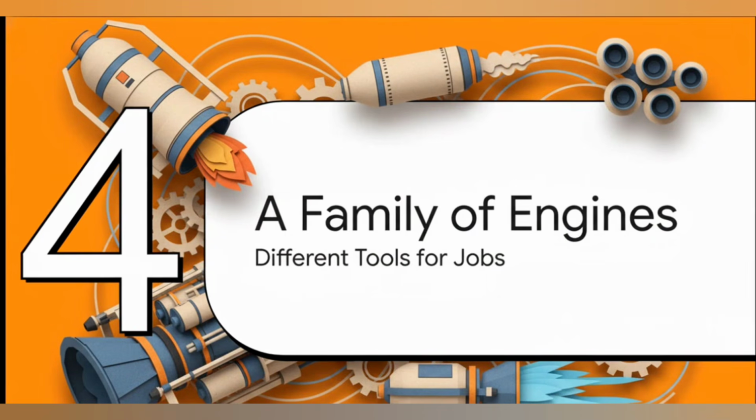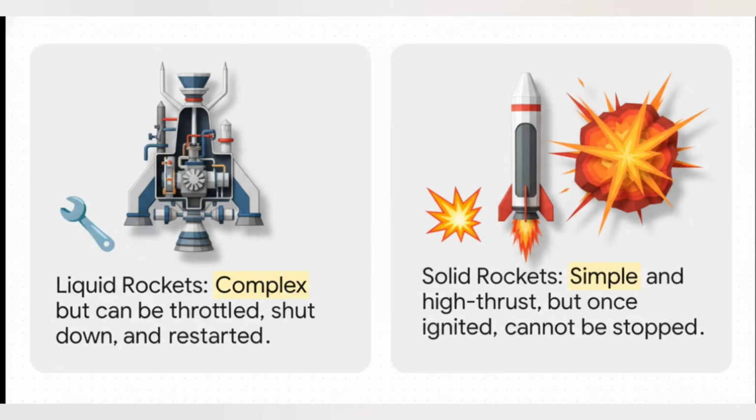Now, that liquid engine we just looked at, that's just one type. Not all rockets are built the same, and engineers have a whole family of different engines to choose from, all depending on what the mission actually needs to do. The two most common types for getting off of Earth are liquid and solid propellant rockets. And they really represent a classic engineering trade-off. It all comes down to a simple question: do you need fine-tuned control, or do you just need raw, simple power?